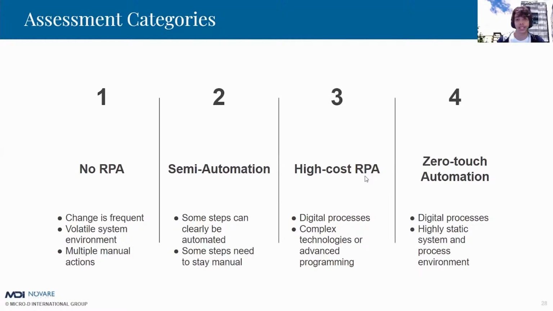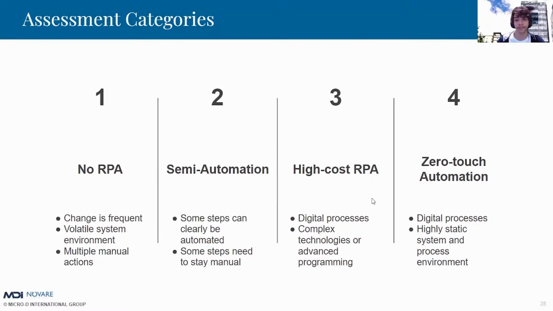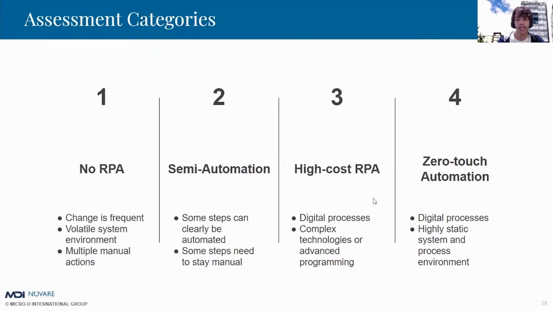Next is high-cost RPA. In this category, processes are rather digital and can be automated, but they use some technologies that are quite complex, like OCR, or technology that has to be programmed or requires programming skills, or advanced programming skills, to be more accurate.